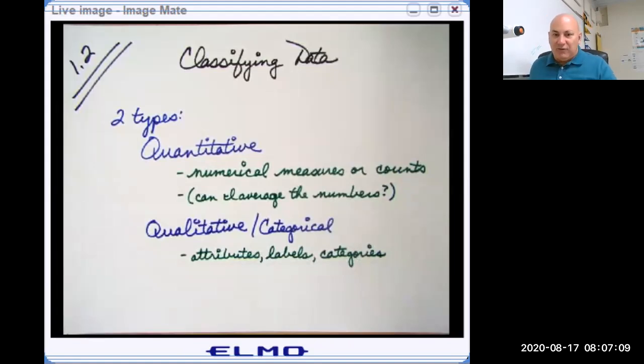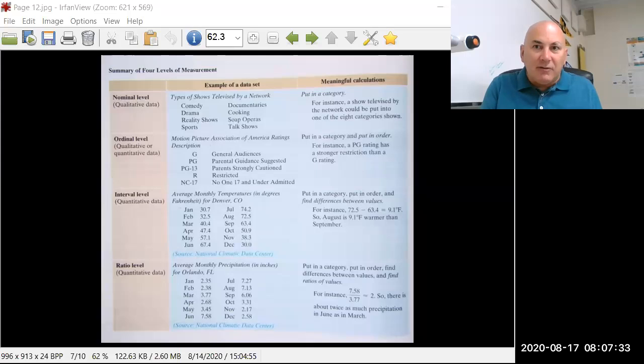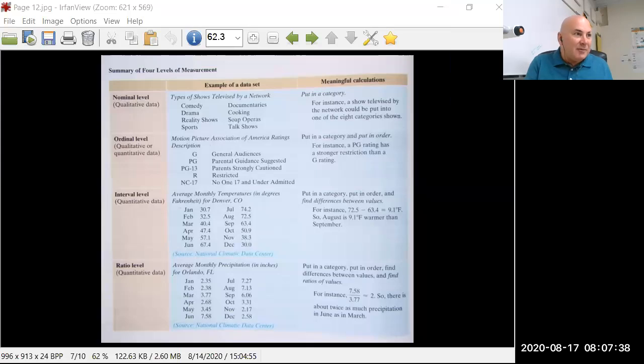Now, on page 12 of the current textbook we're using, there are 4 different levels of categorization. And I need to share that screen with you. And here they are. Unfortunately, it looks like my picture is going to be blocking the upper right-hand corner. But for now, you have your textbook. This is on page 12.